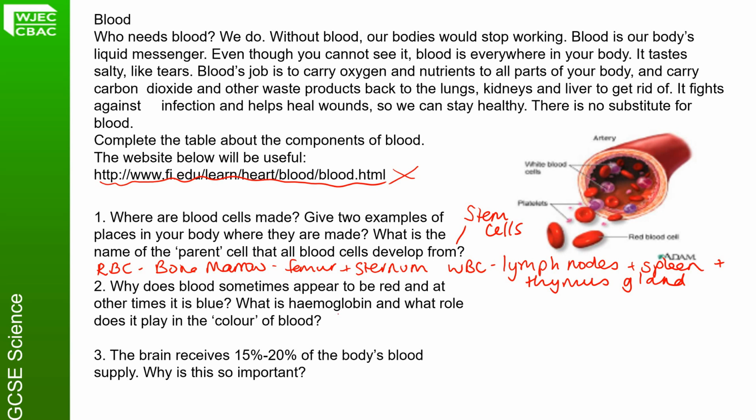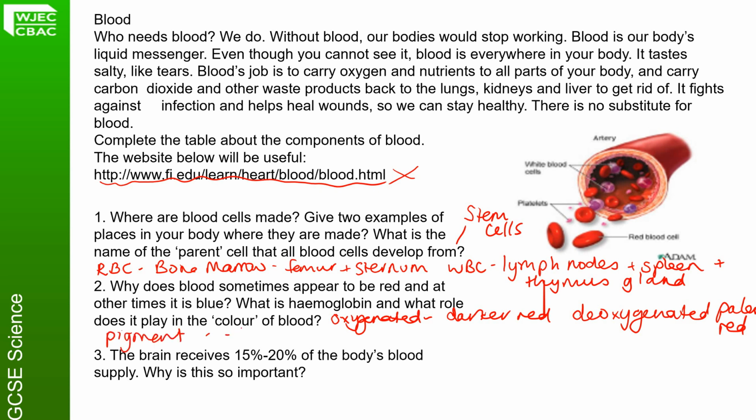But we do say that oxygenated blood, in other words blood that has got lots of oxygen, tends to be a darker red colour, whereas your deoxygenated blood tends to be a paler red and has a bit of a bluish purple tinge. So it's due to the hemoglobin joining with the oxygen. So what is hemoglobin and what role does it play? Hemoglobin is the pigment, and it attaches to the oxygen to give it these different colours, this darker red colour.